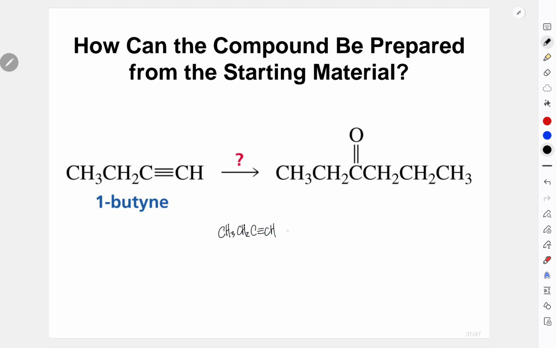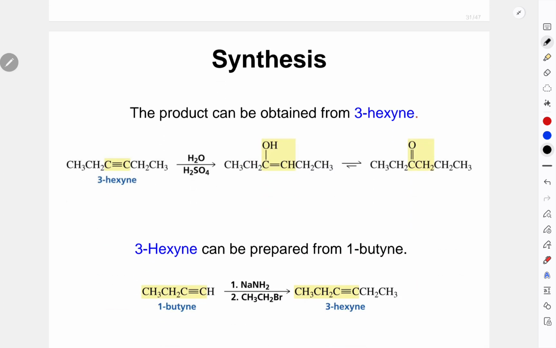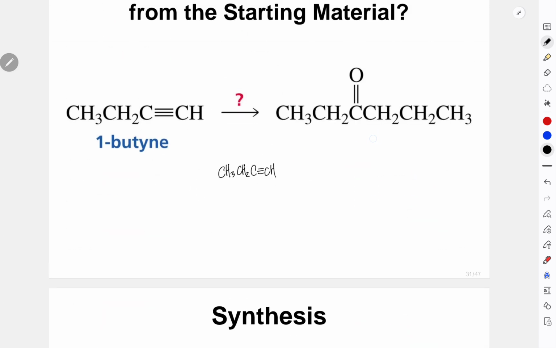Okay, so again, after learning all the key reactions, you should be able to design the synthetic pathway. Given a product and a substrate, how can you make this one? And this is perhaps the right answer.